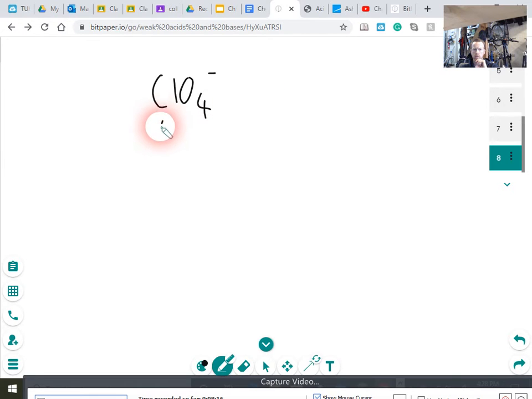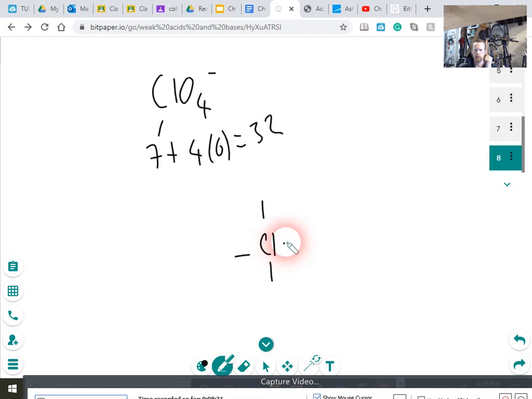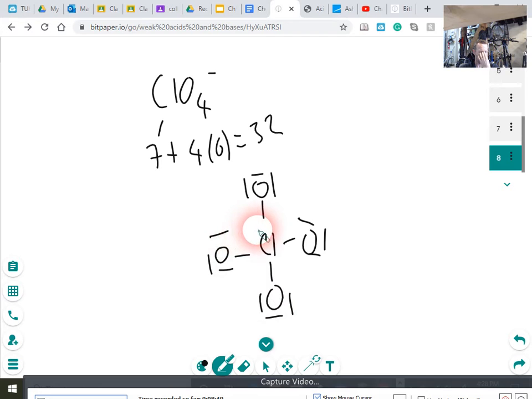So let's see, let's count: 7 plus 4 times 6 equals 24, 31 plus 1, 32. So then the Cl goes in the middle, and then we do singles. O, O, O, O. How many have we used up? 2, 4, 6, 8. Got a lot left. Can I just do this? Can I do that? So 6 around each, 4 times 6 is 24, plus 2, 4, 6, 8, 32. Yeah, that matches up. Everyone should be happy.